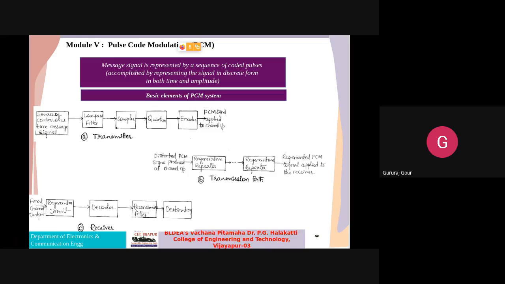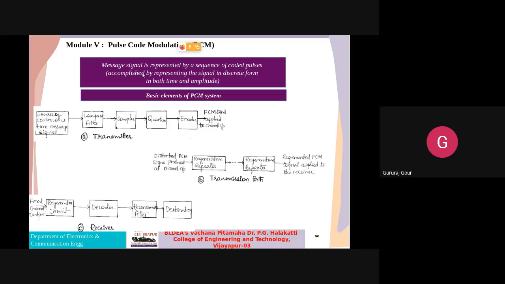Welcome back. This is another session of Principles of Communication Systems. We are discussing Module 5. The sampling theorem was dealt with in detail in Module 4, and we are continuing the same in Module 5. Quantization also we have discussed. So let us see about pulse code modulation.